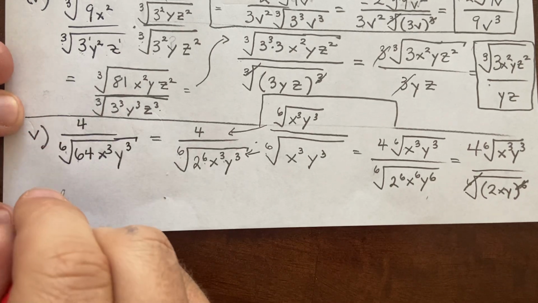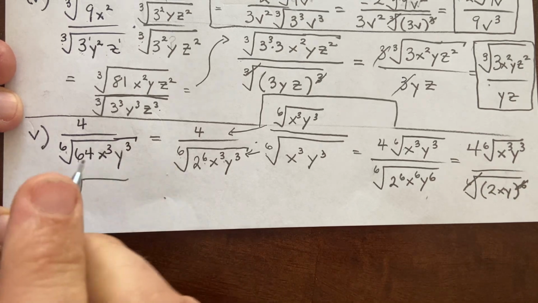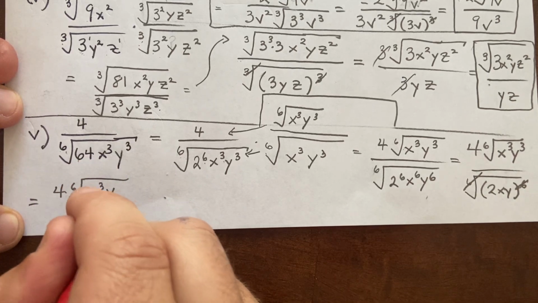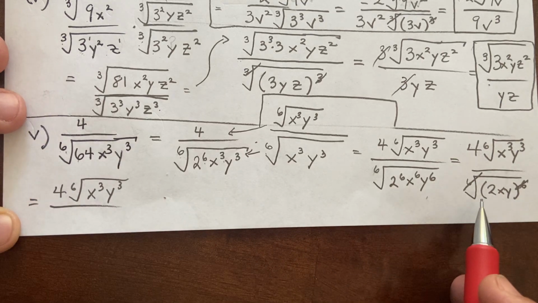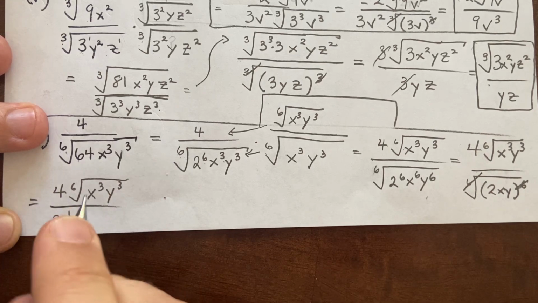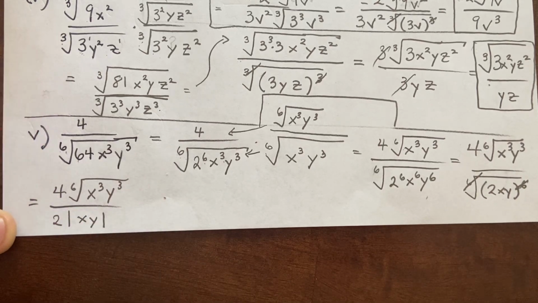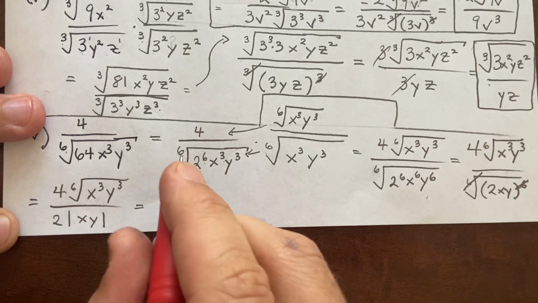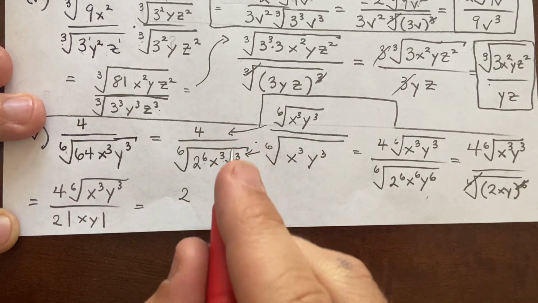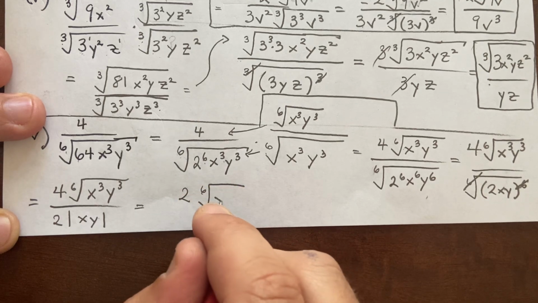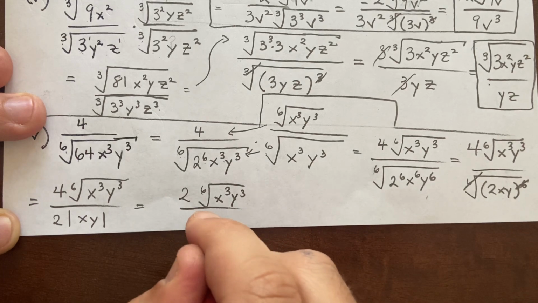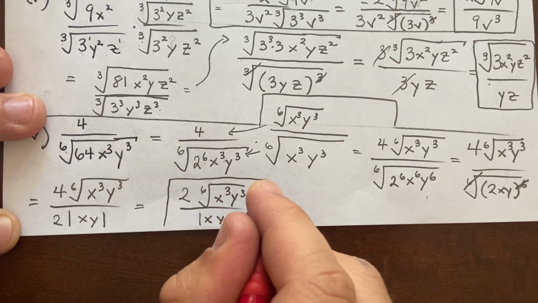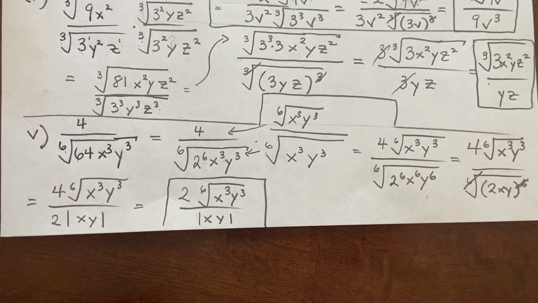Okay, so 4 6th root of x cubed, y cubed over, the 2 doesn't need to be an absolute value, so I'll bring that out. So I have 2 absolute value xy, and then 2 goes into 4 twice. So I can finally say 2 6th root x cubed y cubed over absolute value xy. All right, that's number 5, just like that.